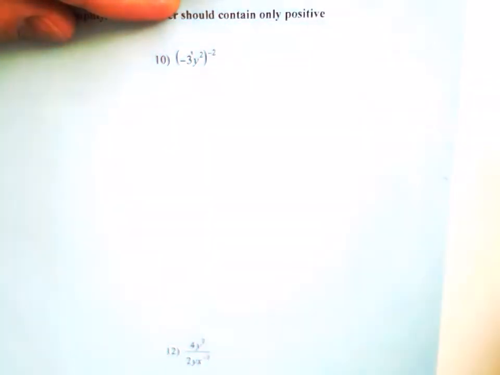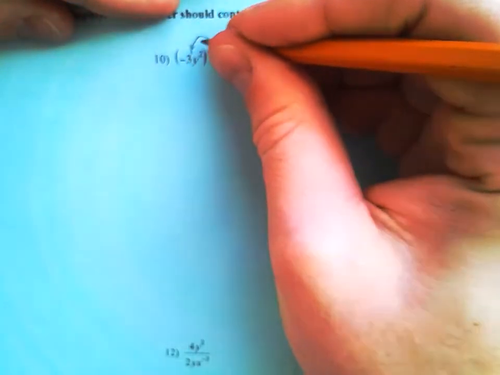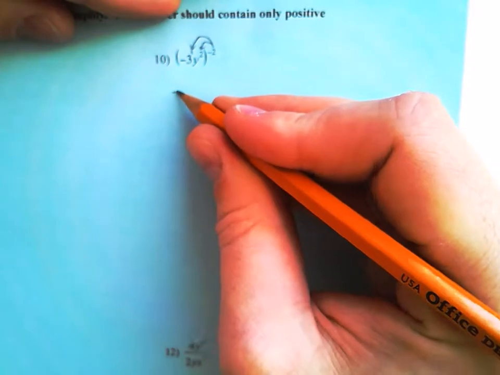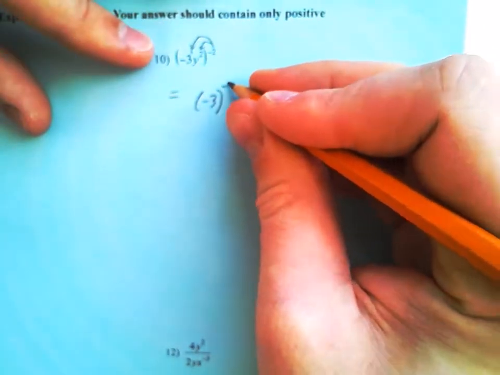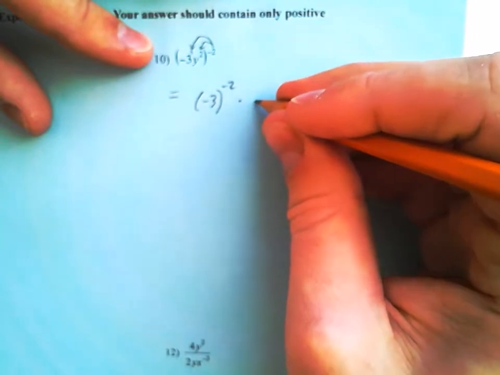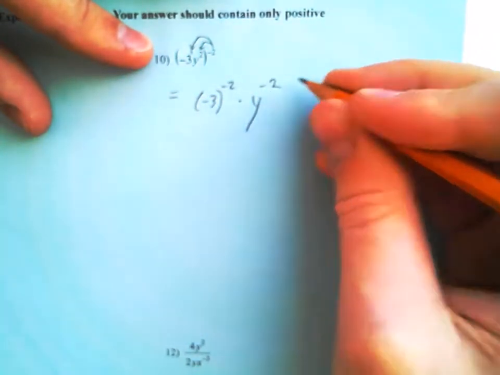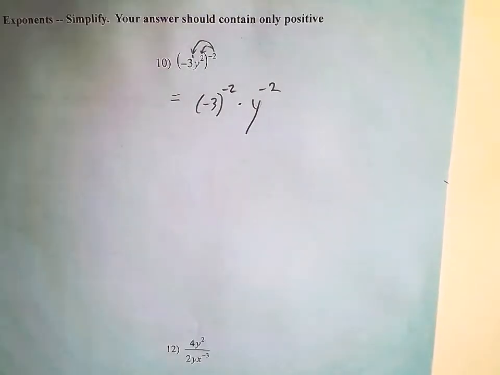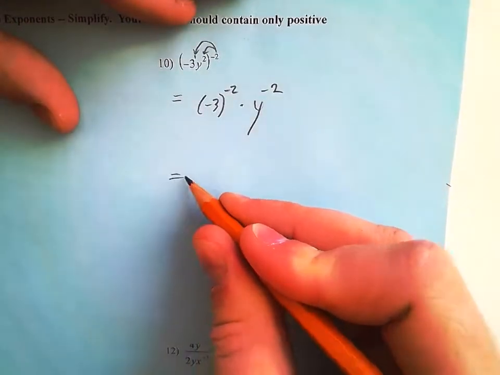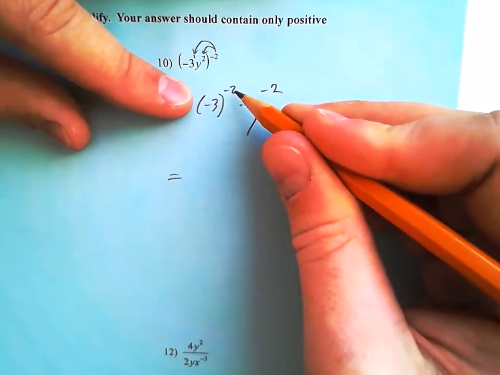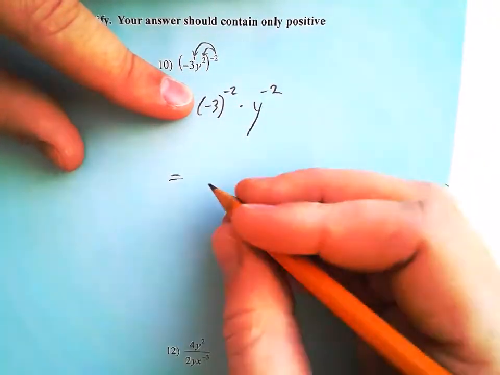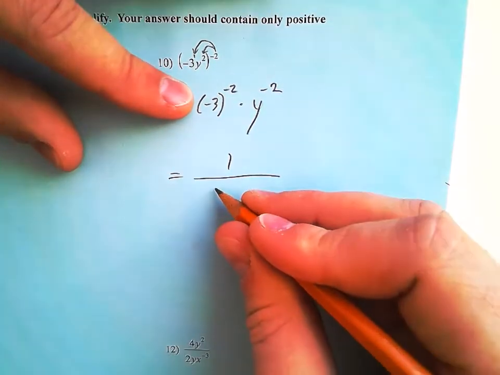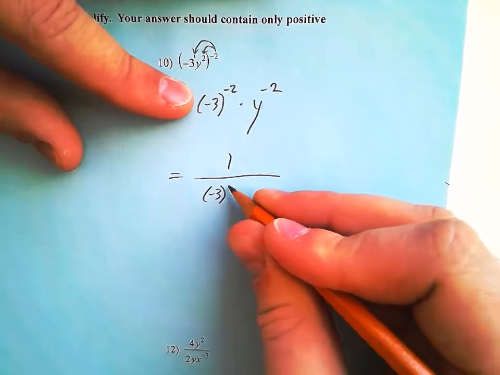Ooh, the negative 3's got a 1 on it. Let's first do the power of a power property, then we'll deal with the negativity of the exponents. Okay, so we're going to have negative 3 to the negative 2 power times y to the negative 2 power. Okay. Negative 3 to the negative 2 power is the same as 1 over negative 3 to the second power.